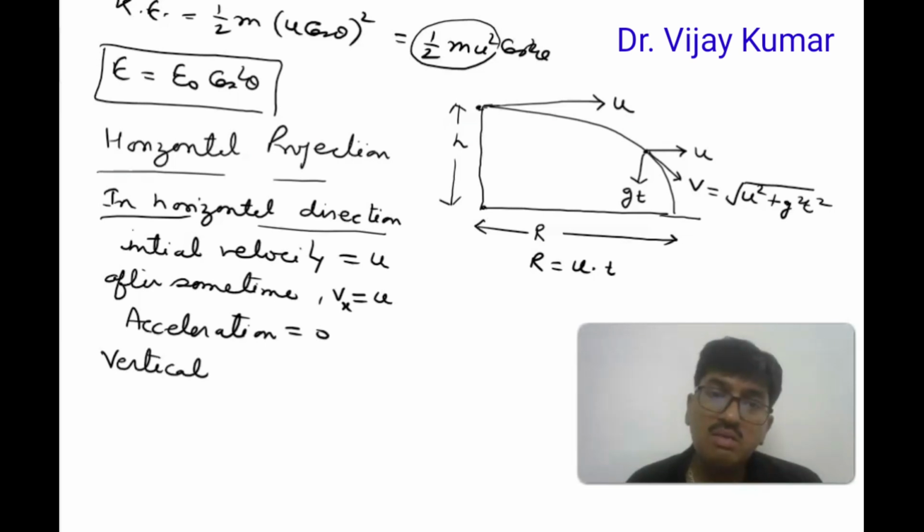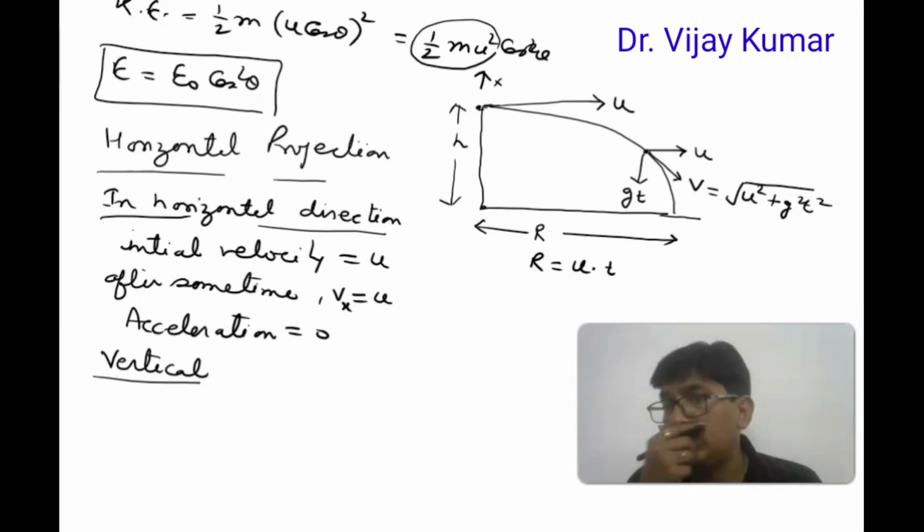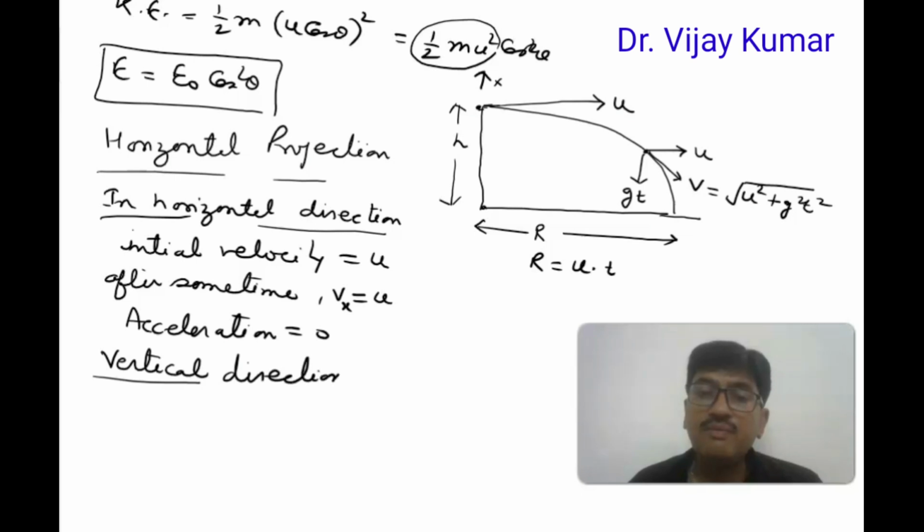If we discuss the vertical direction, we can see that there is no vertical component of the velocity. So in vertical direction, ui becomes 0. In horizontal direction, acceleration is 0, but in this direction, acceleration should be equal to the gravitational acceleration. So now the direction of gravitational acceleration should be in this direction.